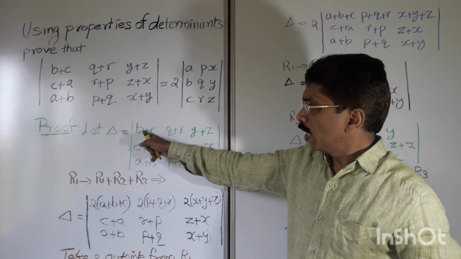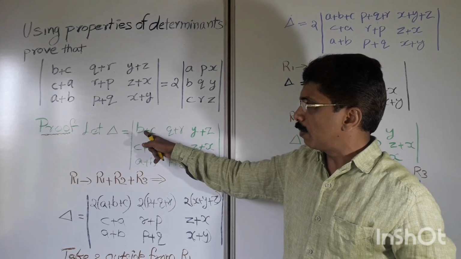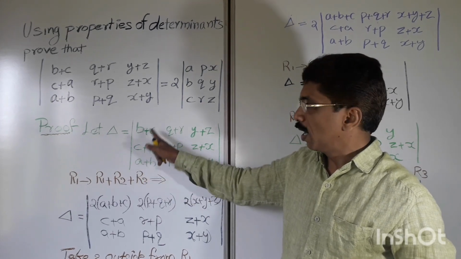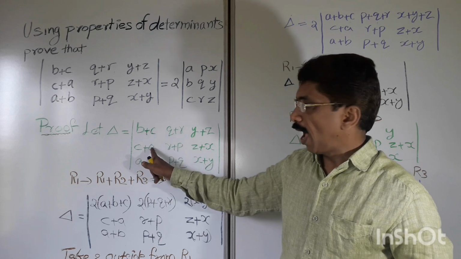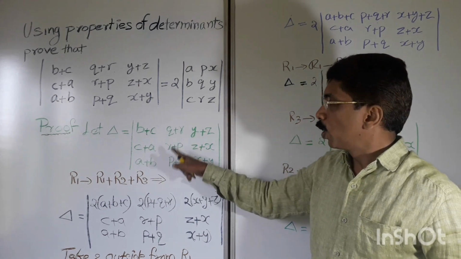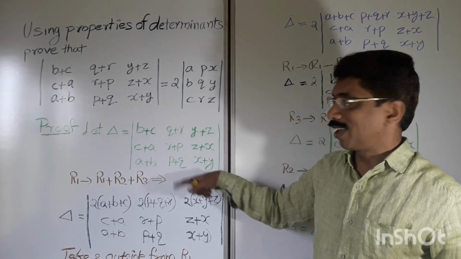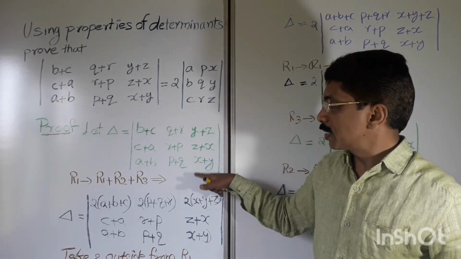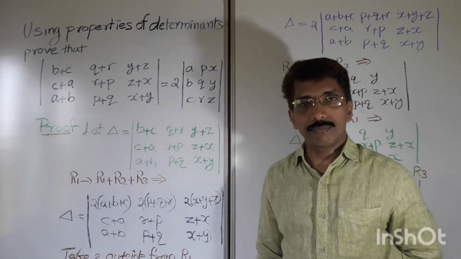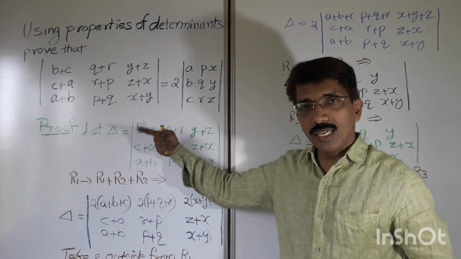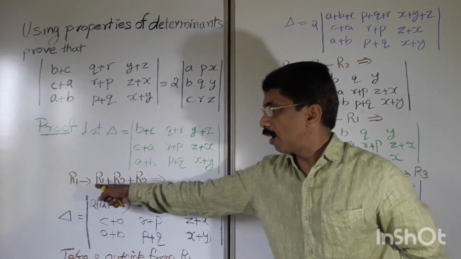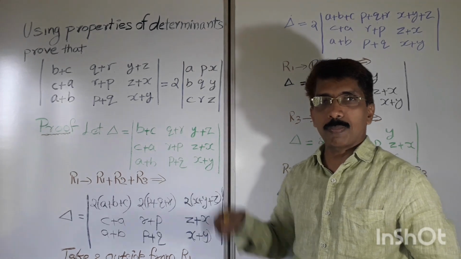Look here. If you add these first terms, B and B you can add to B, C you can add to C, and 2A you are getting. Similarly if you check this one, R and R, 2R, 2P, 2Q you are getting here. Here 2X, 2Y, 2Z you are getting. So you can add it. So I am changing R1 as R1 plus R2 plus R3. Look here, R1 I am changing as R1 plus R2 plus R3.